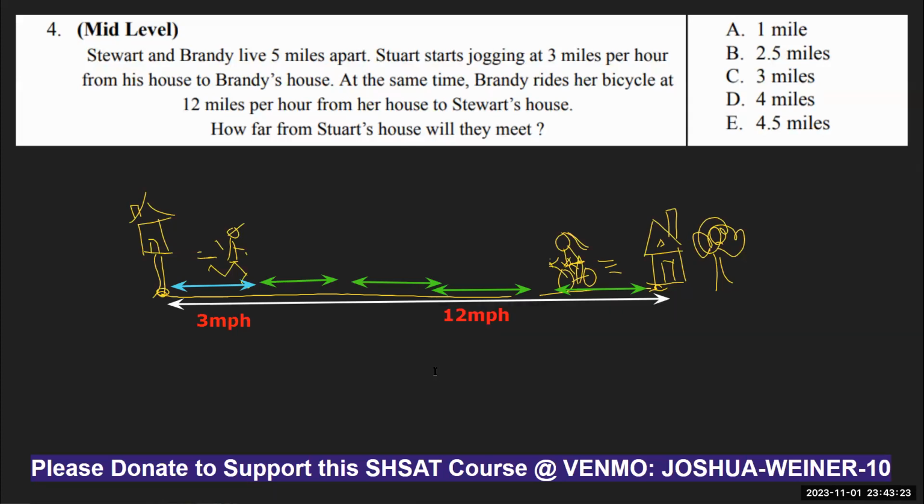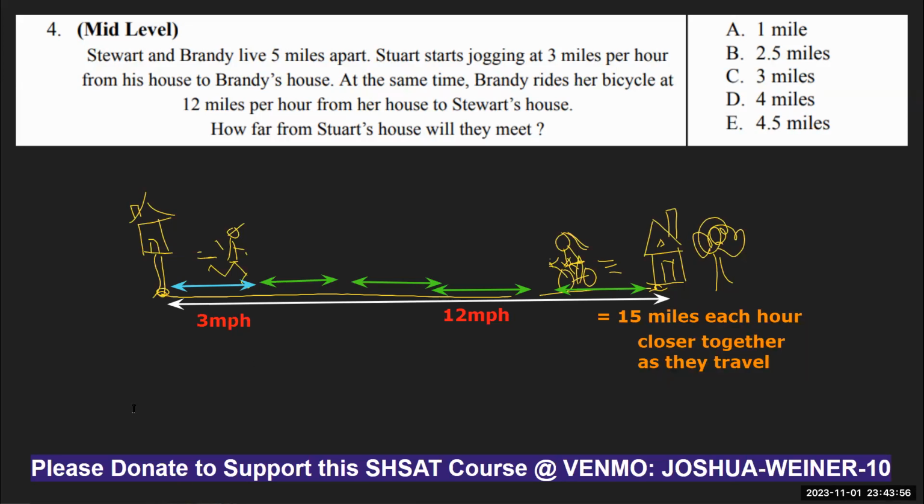So that means if they were to travel for an hour, Stuart would go 3 miles down the road, and Brandy would go 12 miles down the road. So the total number of miles that they would be closer to each other every hour, they're going to be 15 miles each hour closer together as they travel down the road.